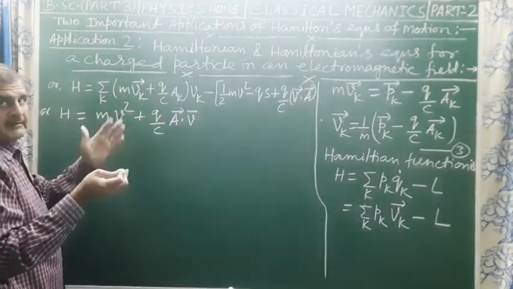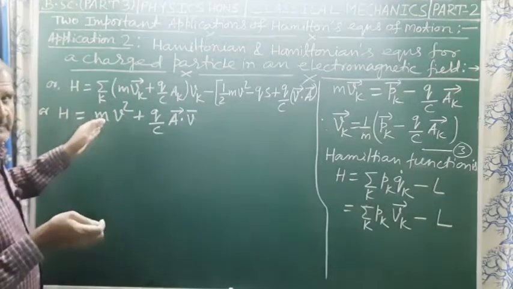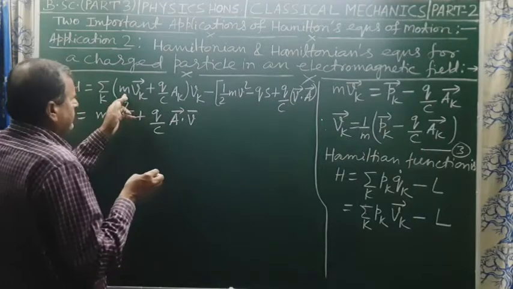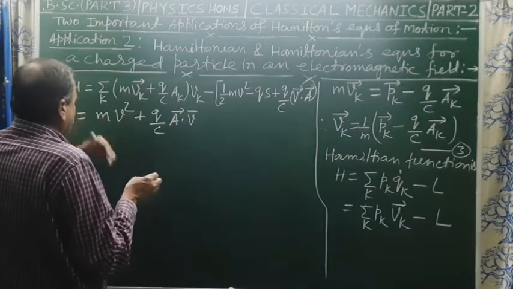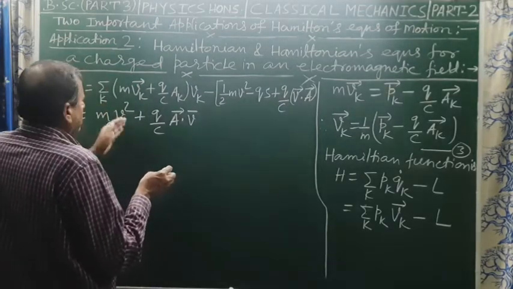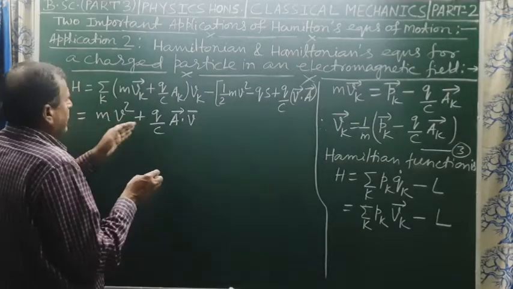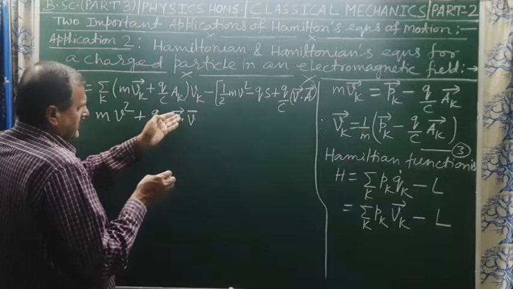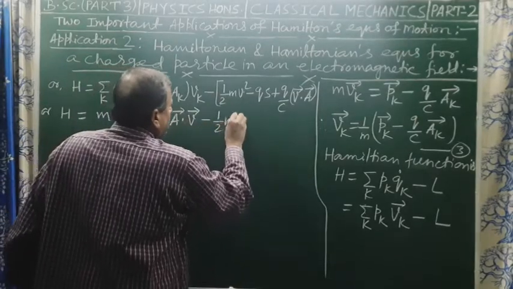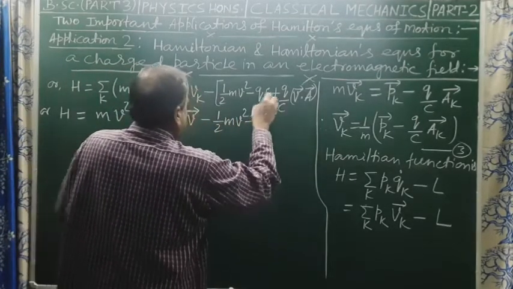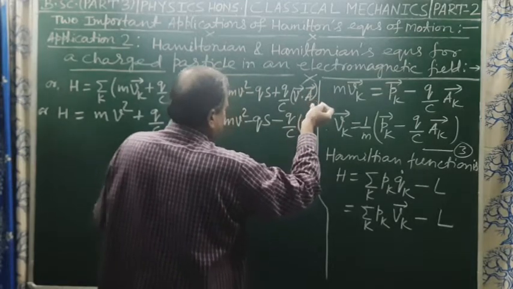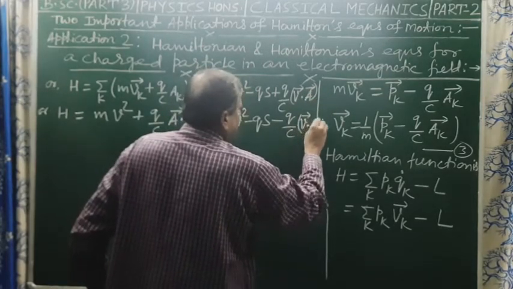we can write it as A vector dot v vector or v vector dot A vector, because the dot product is commutative. And using the Einstein summation rule, we can now remove the summation, so the suffix k, the generalized coordinate, can also be removed. So m vk into vk, that is vk squared, which is v squared, half m v squared only. After removing the summation, we have left the summation using Einstein summation rule, plus q by c ak into vk, that is A vector dot v vector or v vector dot A vector, minus 1/2 m v squared minus q s. Now removing the bracket, q by c A vector, v vector dot A vector is A vector dot B vector, we can write it because the dot product is commutative.